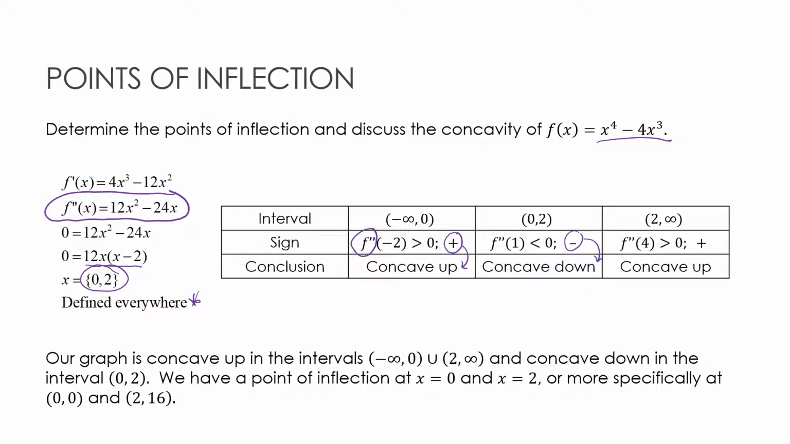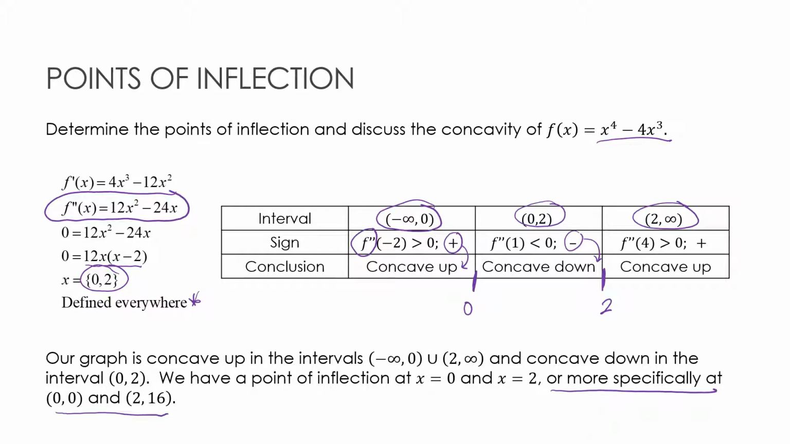On this one, I'm asked to determine both points of inflection and concavity. So I would start by talking about it being concave up from negative infinity to 0 and from 2 to infinity, and concave down from 0 to 2. And then the points of inflection are at these boundary points. So at 0 and at 2, or notice I can find more specifically those points.